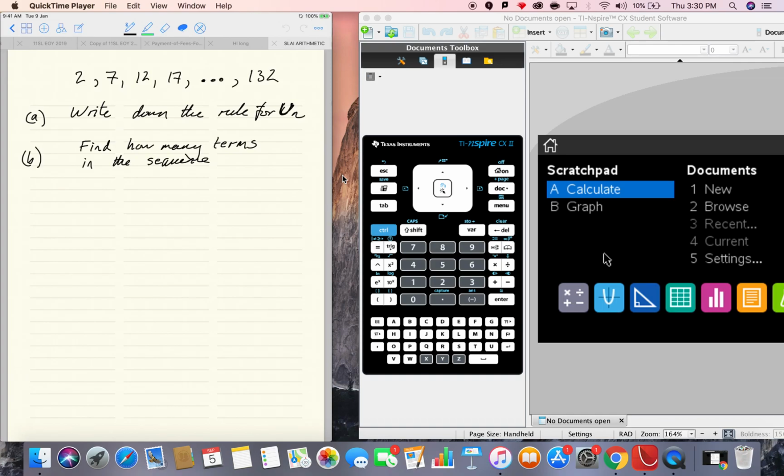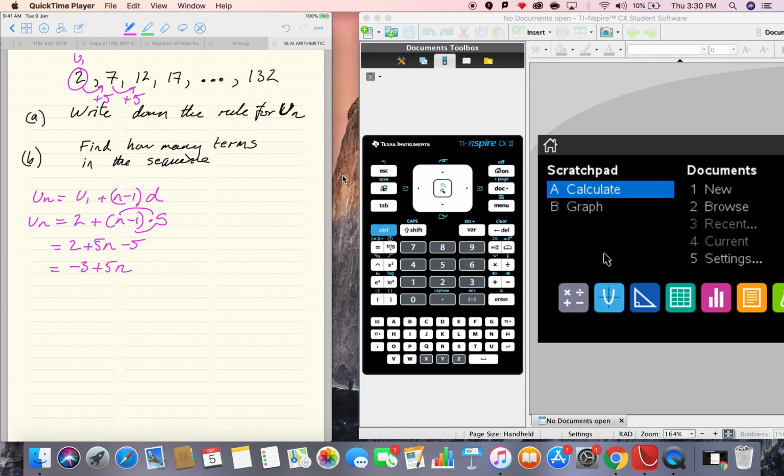Write down the rule for u of n. So you just get the formula straight out of the formula book. What is the u of n formula? Okay, so u of n is u1 plus n minus 1 times d. So we go back to here. This is u1, and the d, can you see, is just plus 5. It's positive 5. So u of n is equal to u1, 2, plus n minus 1 times 5, which is equal to 2 plus, when we expand, 5n minus 5. So 2 minus 5 is negative 3, plus 5n.